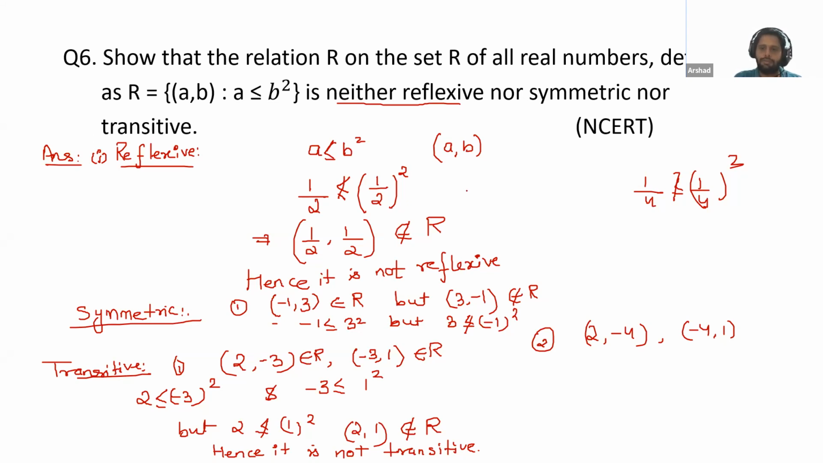Okay, I hope this is clear, Fahad. 3 square will be 9. So 2 is less than or equal to minus 3 square, which is 9. Similarly, minus 3, can I leave for, okay, sir. Okay, sir, then we will wait, okay? Okay, you're welcome. Then I hope everyone has done this.